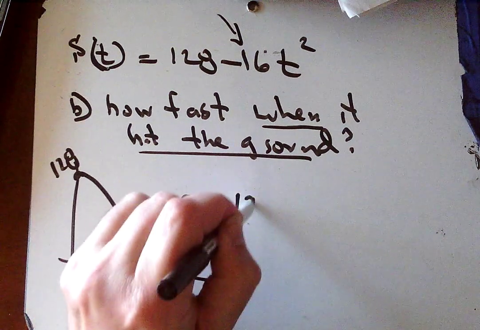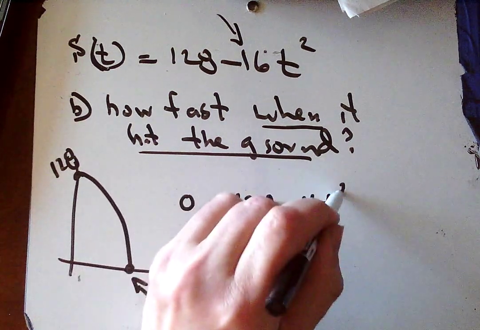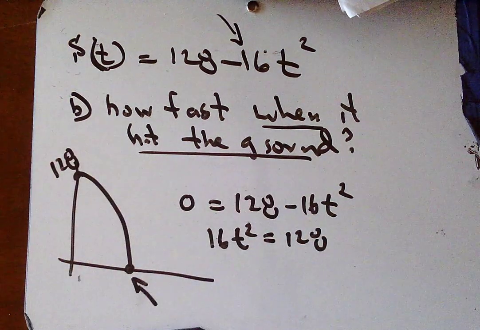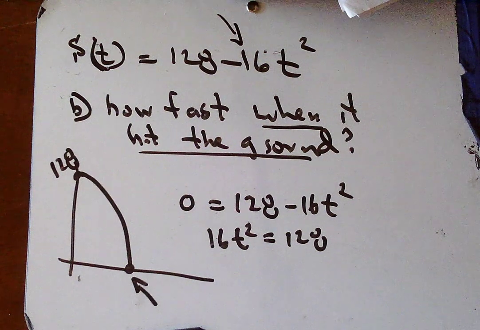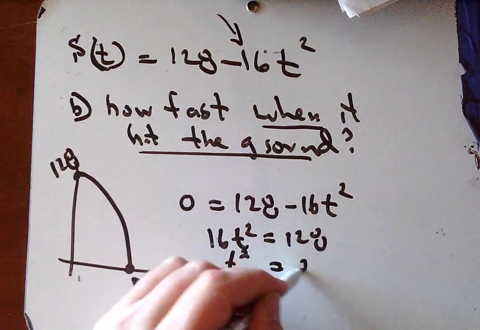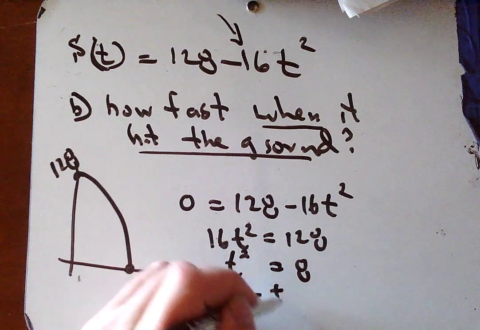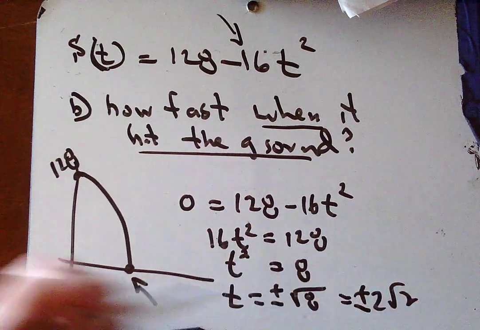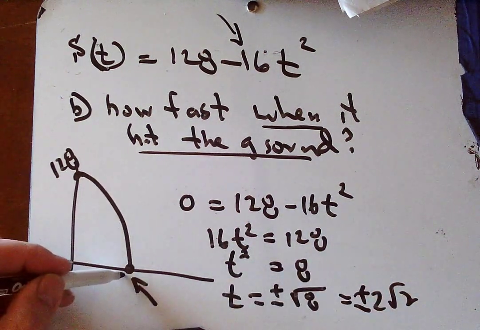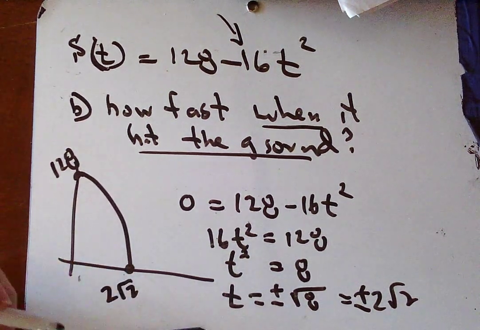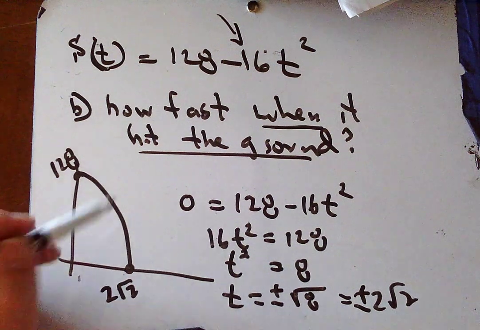So 0 equals 128 minus 16t squared. 16t squared equals 128. And we know that 128 divided by 16 is 8. So I get t squared equals 8, where t equals plus and minus root 8. And that's plus and minus 2 root 2. The negative one doesn't make sense in the context of this problem. So we've got 2 root 2. Now that's when this thing hits the ground.